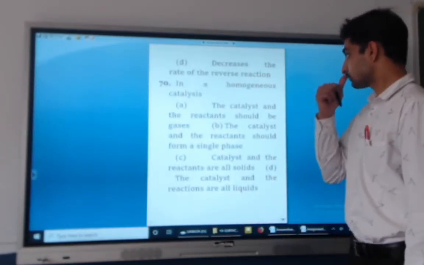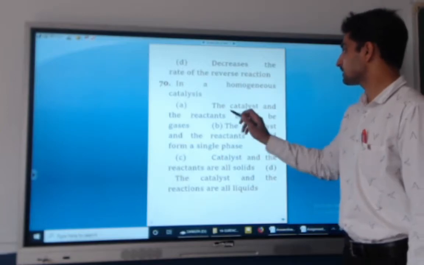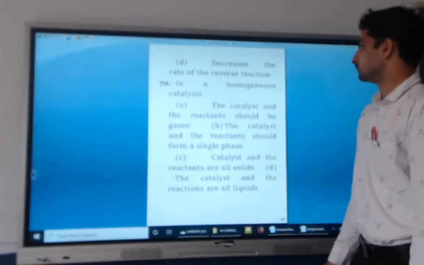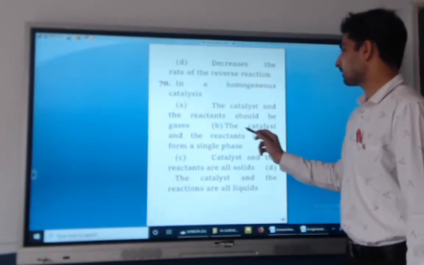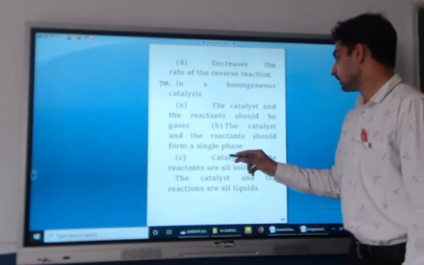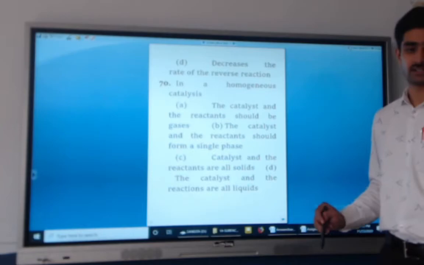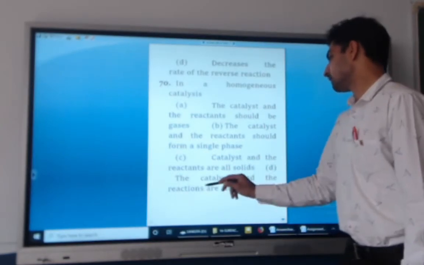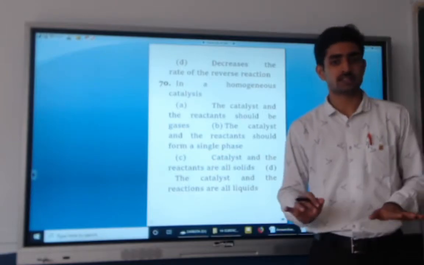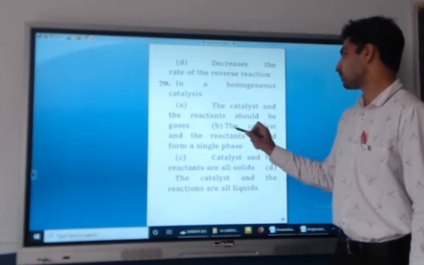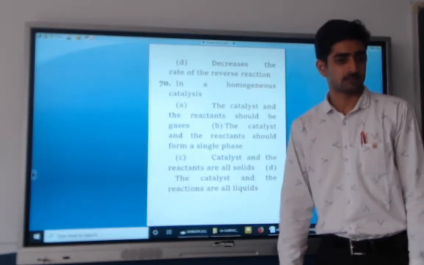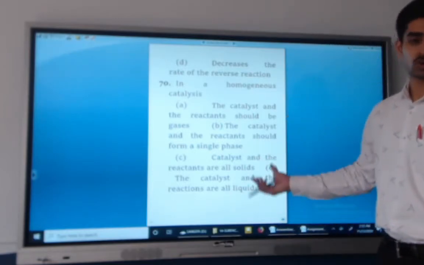Next one. In a homogeneous catalysis, the catalyst and the reactant should be gases. Yes, that is possible. The catalyst and the reactant should form a single phase. Yes, this can be an answer. The catalyst and the reactants are all solids, or the catalyst and the reactants are all liquids. All solids or all liquids is not compulsory, they should be in the same phase. So I am going with option B, the catalyst and the reactant should form a single phase. Okay.